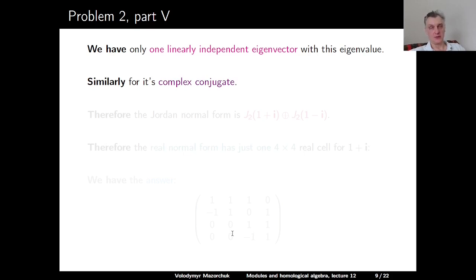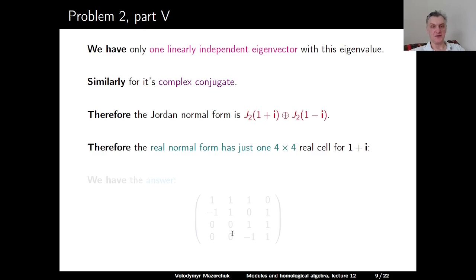And similarly for the complex conjugate, we have exactly the same answer. So this means, since both these eigenvalues have algebraic multiplicity 2 and geometric multiplicity 1, the Jordan normal form of the original matrix over the complex numbers is the direct sum of two blocks. Each block is of size 2 times 2, and the first block is for the eigenvalue 1 plus i, and the second block is for the eigenvalue 1 minus i.